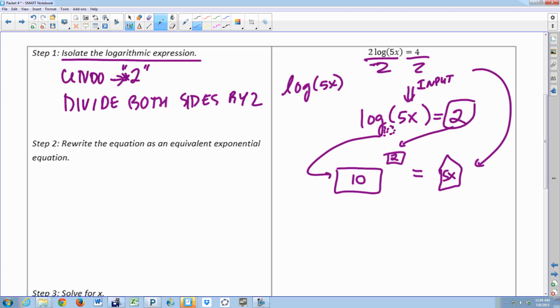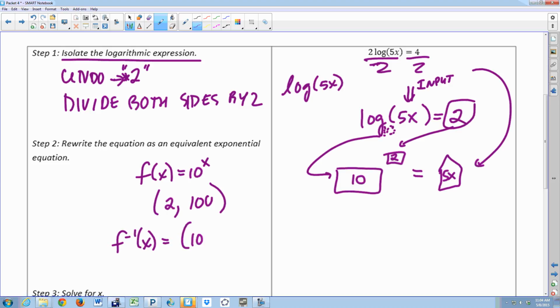So if I were looking at this exponential function, 10 to the x, I would put 2 in and 100 would come out. When I look at its inverse function, I put 100 in and out would come 2. And notice this is 100 right here. So now you have an exponential equation to solve. It's very simple. 10 squared is 100. 100 is 5x. You solve for x by dividing both sides by 5, and you get 20.